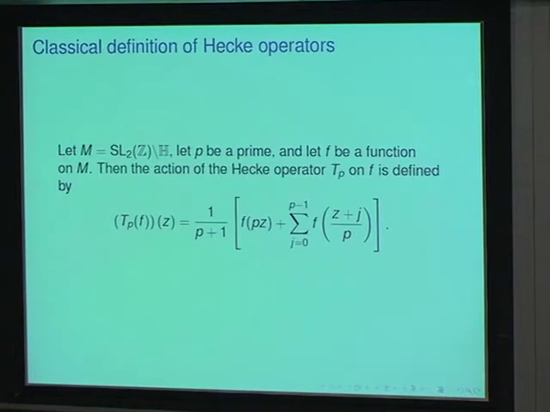So the classical definition of the Hecke operators is as follows. You take the modular surface, you take a prime, you take a function on the modular surface, and then you define a new function.